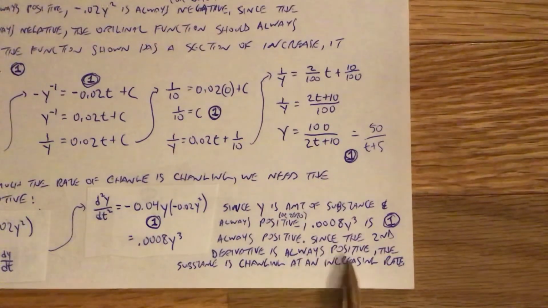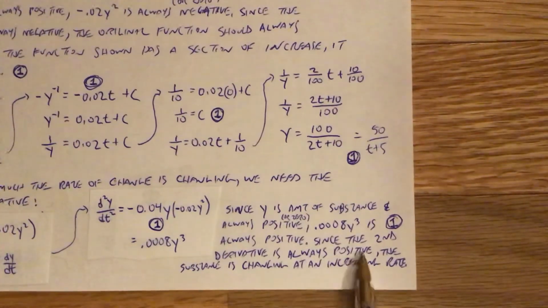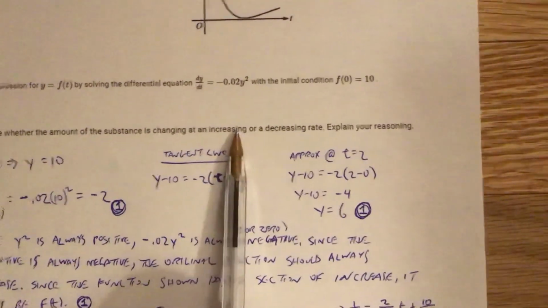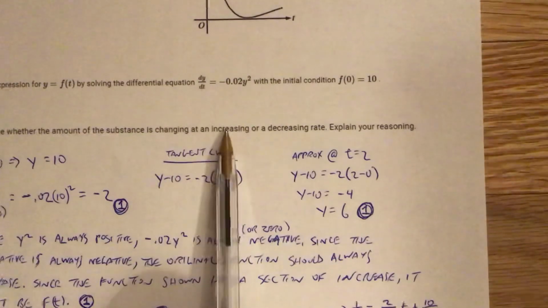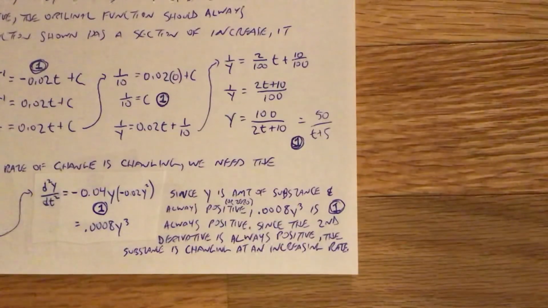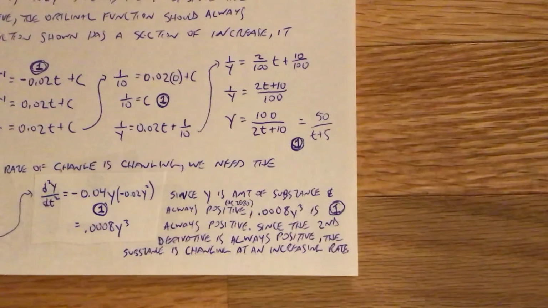All right, the second derivative is talking about the rate of change of the rate of change. So the rate of change of the rate of change is increasing. All right, so that justifies my answer: the substance is changing at an increasing rate, that its rate of change is going up, because the second derivative is positive. So that's giving you a point for that explanation. So that's all 9 points, and that's how you can get it.